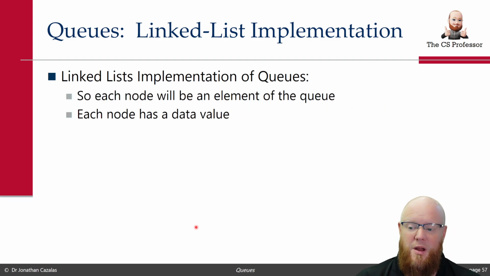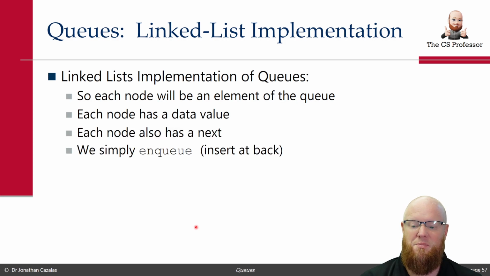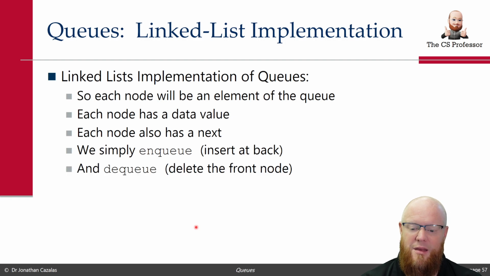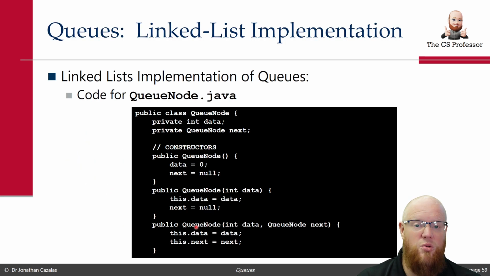Each node will be an element of the queue. Each node, of course, has data values, has a next. We're going to simply enqueue, inserting at the back, and we're going to dequeue, deleting from the front. Let's look at both of these classes, this QNode.java and the QLinkedList.java.